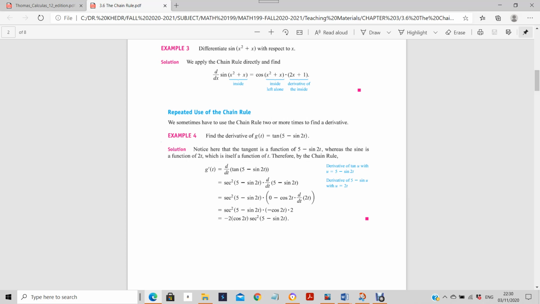So as an example, let's find the derivative of this function g of t equals tan(5 minus sine 2t). Notice here that the tangent is a function of 5 minus sine 2t, whereas the sine is a function of 2t, which is itself a function of t. Therefore, by the chain rule, the g prime, or the derivative of the g function, is, let's say we use the outside-inside rule.